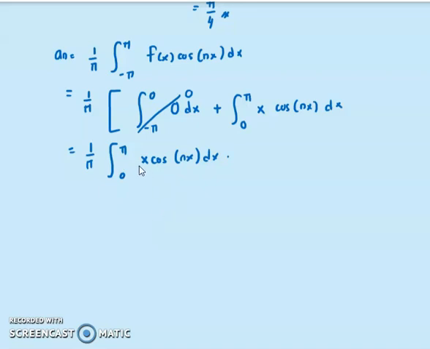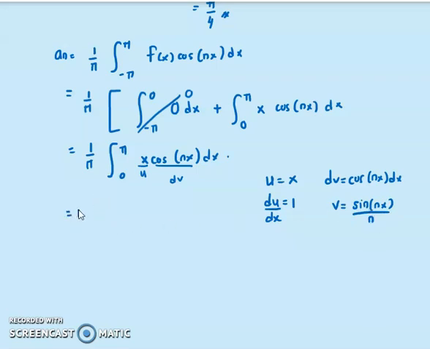So we have to integrate using integration by parts. This is u, this is dv. Okay, let u equal x, dv equal cos nx dx. So differentiating this gives me 1, and integrating this gives me sin nx over n.